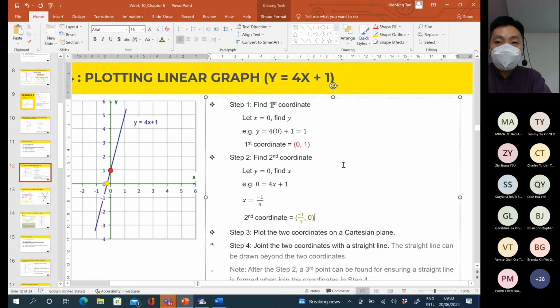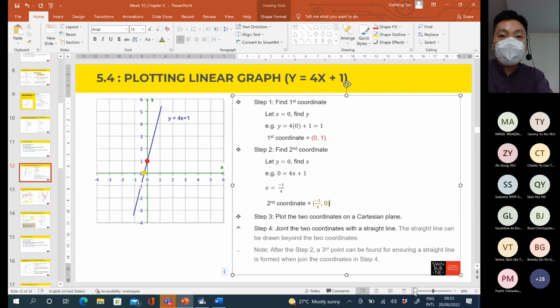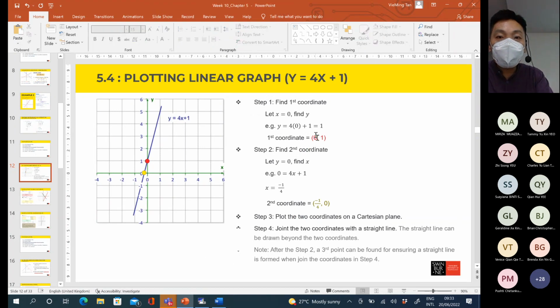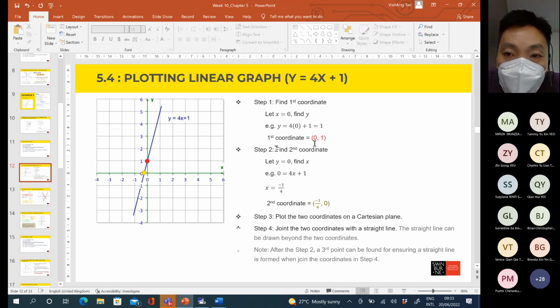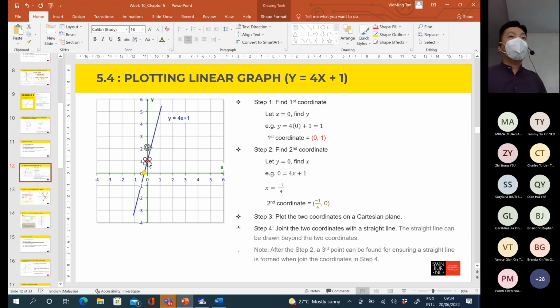Once we know at least 2 coordinates, we can start to use the Cartesian plane to jot down the points. This point, I will use a red point to represent the location. When x is equal to 0, y is equal to 1. So we go to here, x equals 0, y equals 1. The location of the first coordinate is there.